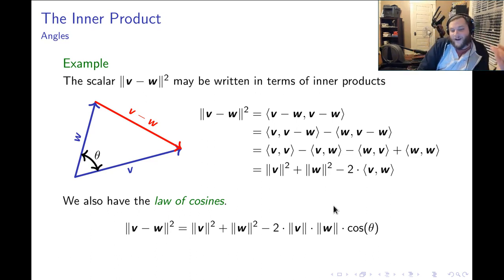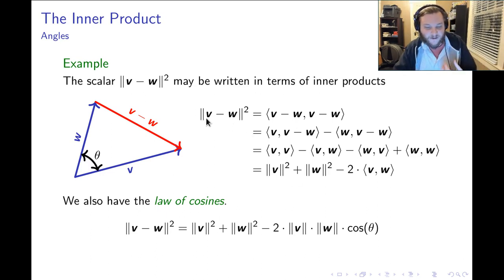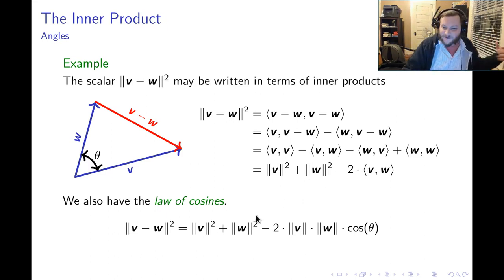So we have two calculations here for the same thing. On one hand, we've calculated the length squared of v minus w using inner products. And on the other hand, we dug back way into, I don't know, middle school or whatever, and wrote down a formula for the length squared of v minus w in terms of the law of cosines. Well, one thing we could do here is set these expressions equal to each other and simplify.